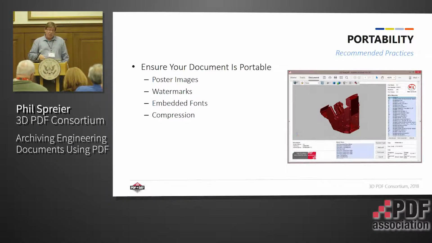Then we also recommend that you make it portable. And portability is the first P in PDF, right? And that means a few things. It means that it has to be a self-contained document. So we recommend that you put a poster image in for all your 3D. You don't have to do that, it's a recommended thing, but we recommend you put a poster image in so people can see that without having to activate it. You can use watermarks. We suggest that you embed fonts so that when you send it to somebody, they don't require a font. It's all in the PDF file. If you do these things, you'll make it a completely portable and self-contained document that you can then deliver to somebody else.